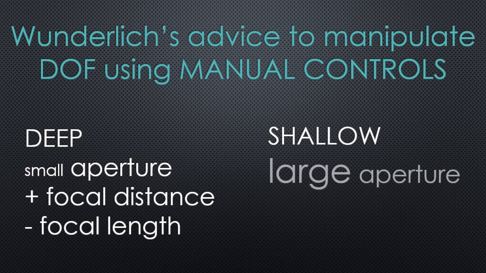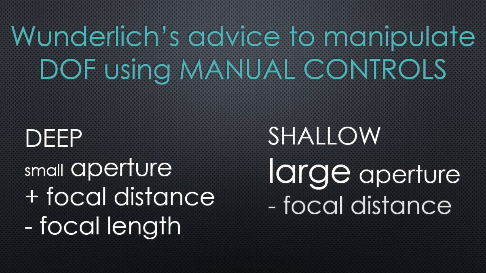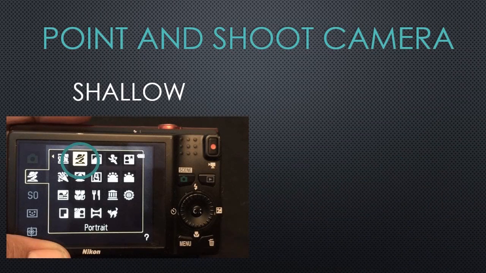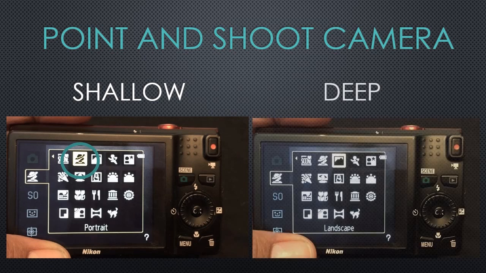Widen the lens aperture, move closer to the subject, and lengthen the focal length by using a lens with a higher millimeter measure. When using a point-and-shoot camera, look for the camera dial and set it on the human head symbol for a shallow DOF, or on the mountain symbol for a deeper DOF.